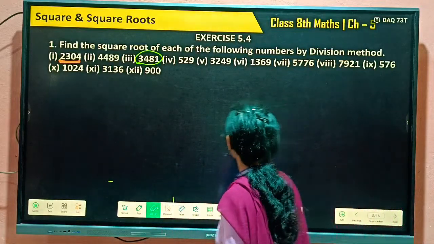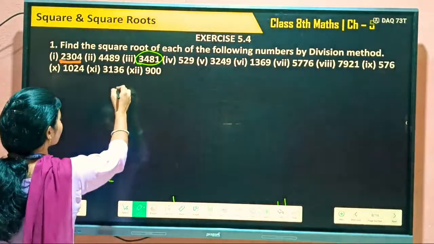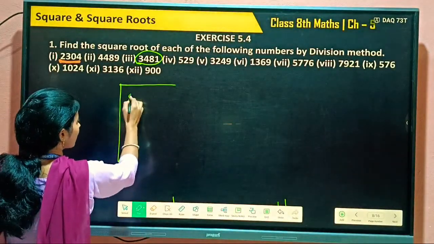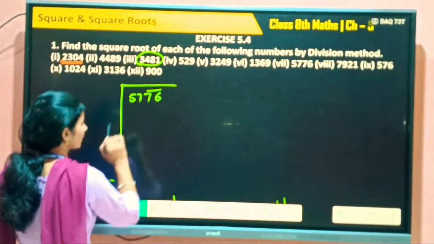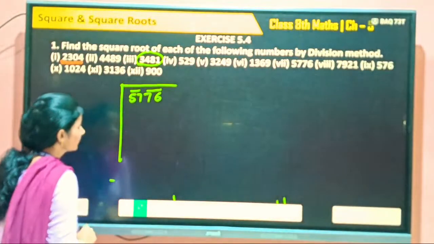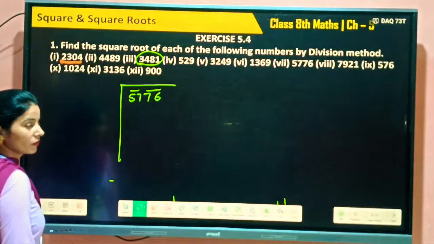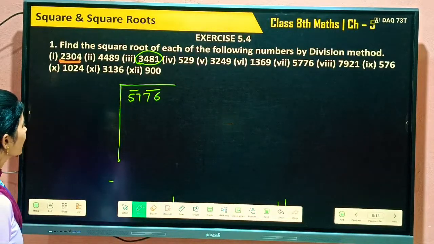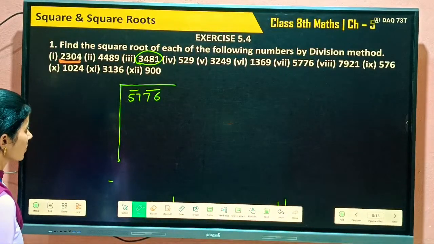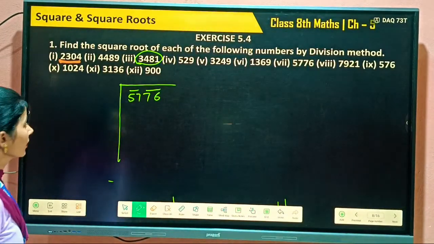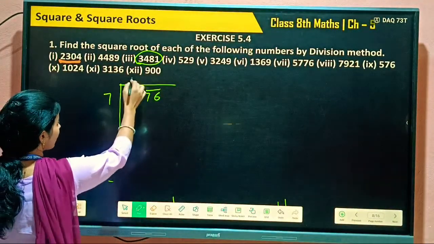Next part is the seventh part, 5776. Start pairing from the right side. We got 2 pairs. Now let us think about a number whose square is less than or equal to 57. 6 6s are 36, 7 7s are 49, 8 8s are 64. 8 8s are 64, which will be larger than this 57. Then 7 7s are 49.